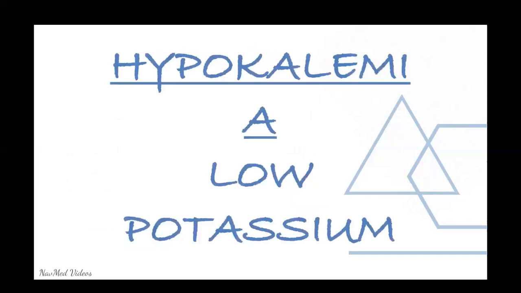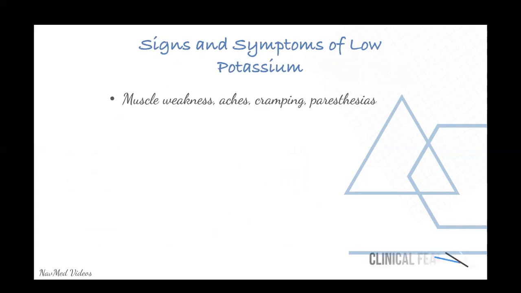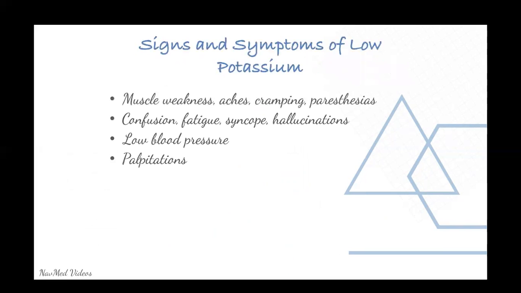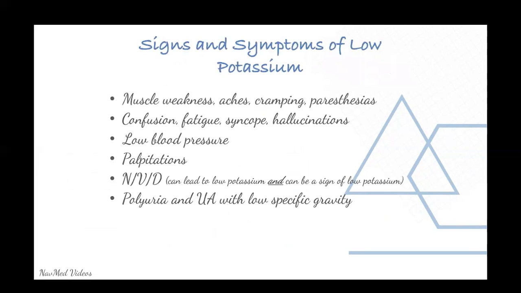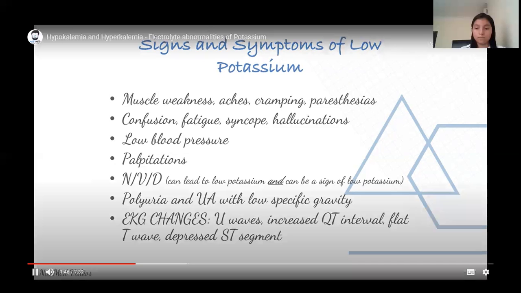Alright, so hypokalemia, that's a low potassium. Signs and symptoms include muscle weakness, aches, cramping, paresthesias, confusion, fatigue, syncope, hallucinations, low blood pressure, palpitations, polyuria and uria with low specific gravity. ECG shows U waves or increased QT interval, flat T waves and depressed ST segment.